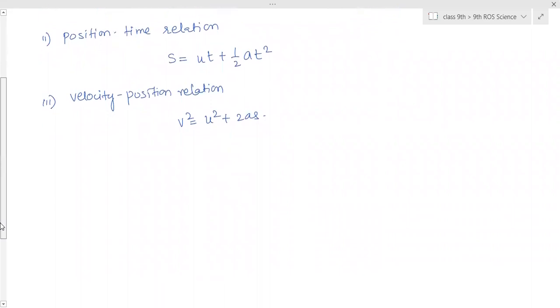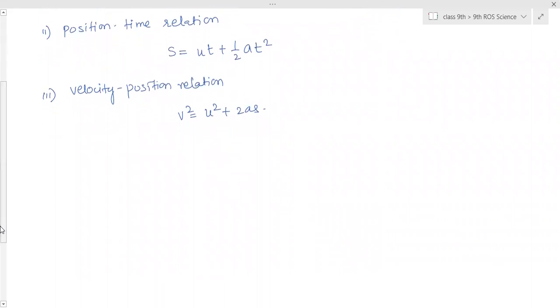Now, for the derivation, we have to consider a situation. We have to derive all these equations of motion from the distance time graph. Sorry, the velocity time graph, speed time graph. By using the speed time graph, we have to derive all these equations of motion.